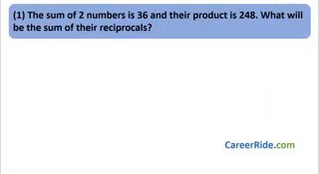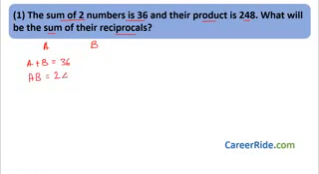Question number 1. The sum of two numbers is 36 and their product is 248. What will be the sum of their reciprocals? Let the two numbers be A and B. Given: the sum of the two numbers is 36 and the product, A into B, is 248. They have asked for the sum of their reciprocals. The reciprocal of A is 1 by A, plus the reciprocal of B is 1 by B. So we need to find the answer to this.